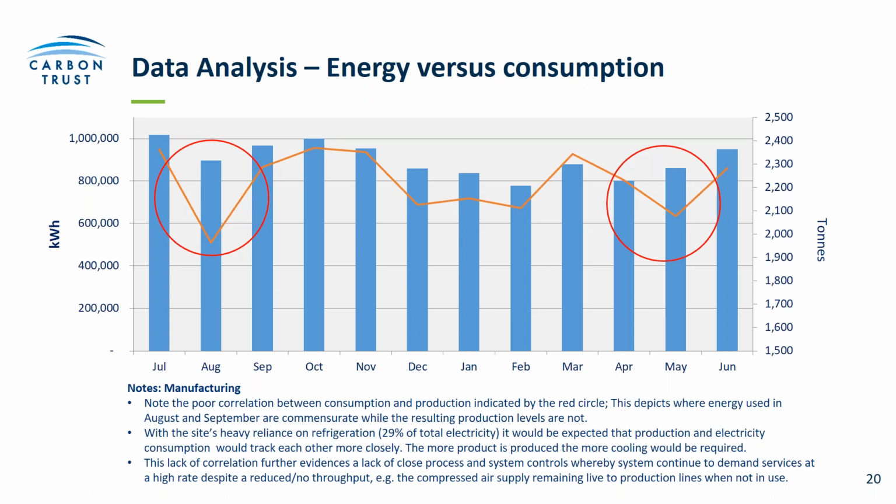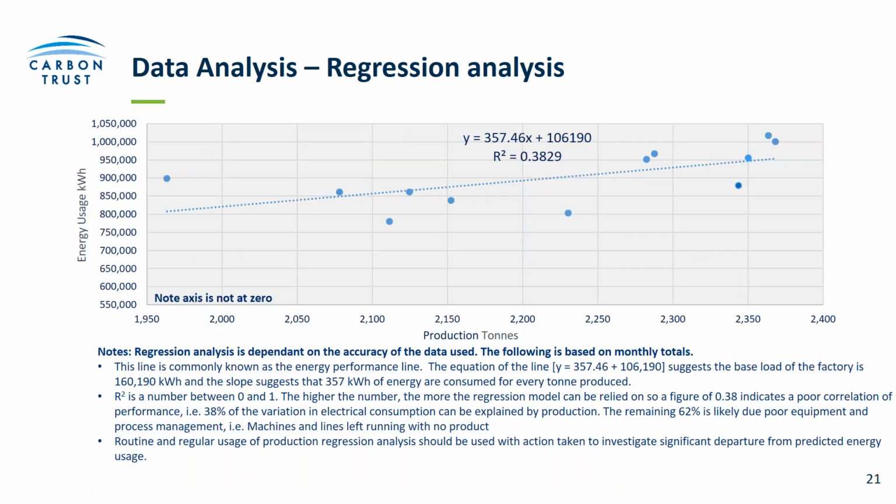Similar in May. The site in question had a heavy reliance on refrigeration, so in May, regardless of where the production was, it may have been that they were particularly hot months, and the refrigeration equipment was having to work a lot harder than that. But you can do a closer analysis of that relationship looking at regression analysis.